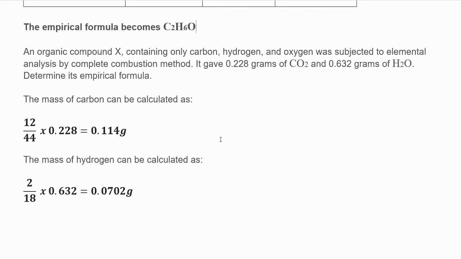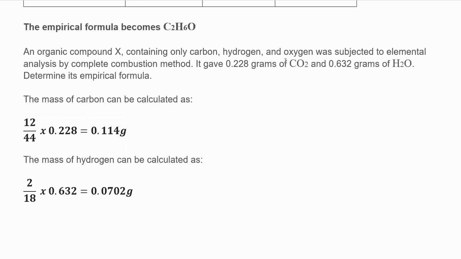An organic compound X containing only carbon, hydrogen, and oxygen was subjected to elemental analysis by complete combustion method. It gave 0.228 grams of carbon dioxide and 0.632 grams of water. Determine the empirical formula. We will do the same.